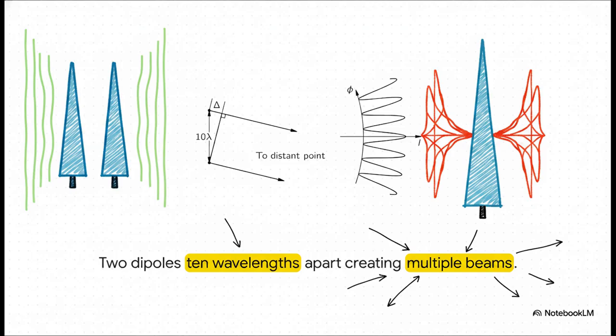Right in the center, we get a beautifully sharp beam. Just a tiny angle away, the waves arrive out of phase and cancel out to 0. But we hit a new problem. If you keep moving your angle, they sync up again. So while wider spacing absolutely gives us a razor-sharp beam, it accidentally spawns all these unwanted lobes or extra beams shooting off in other directions.